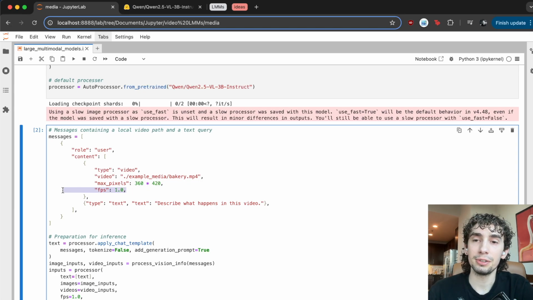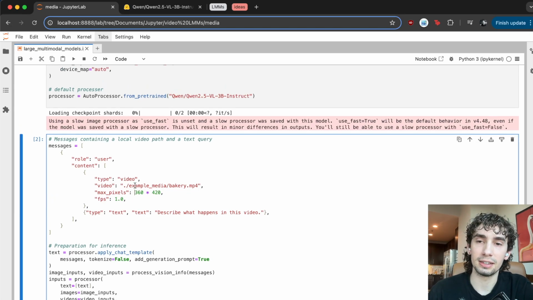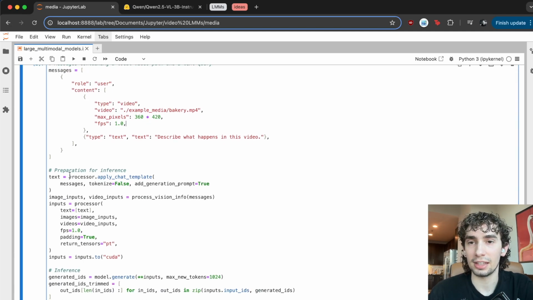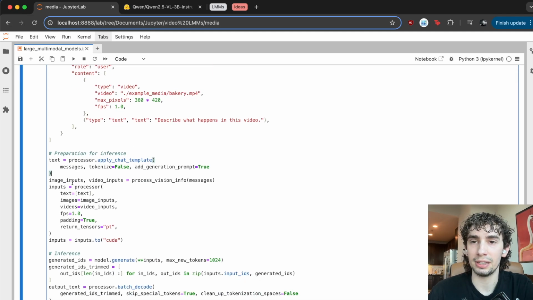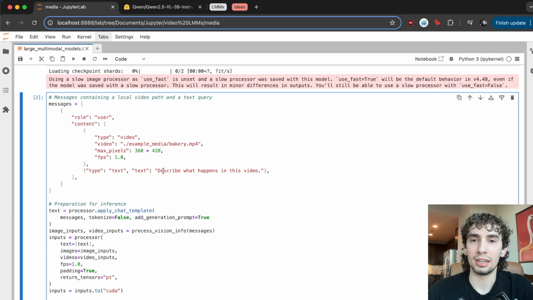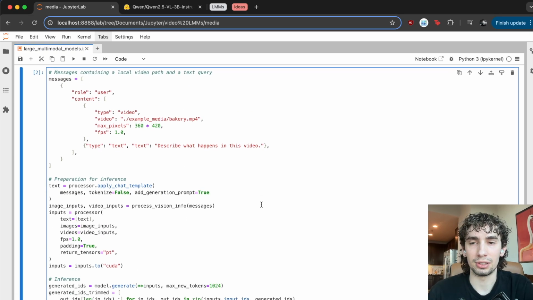We can see, however, that they did take some of the findings that we were just talking about with sampling into account, and you can do different frame per second sampling. So I'm just going to sample 1 frame per second here. Passing that all into a chat template and then passing in the image and video inputs all through its processor here, we can ask it to describe what happens in this video.